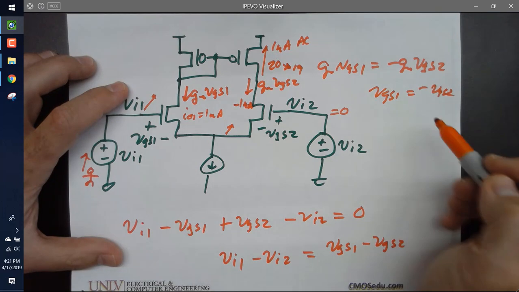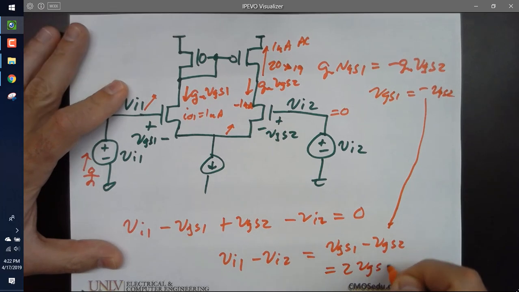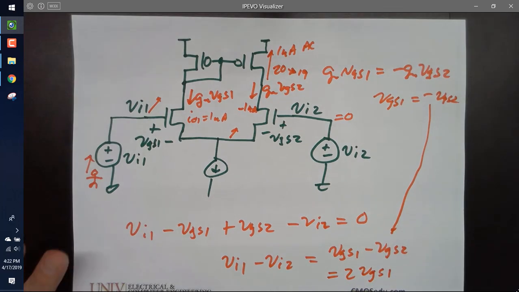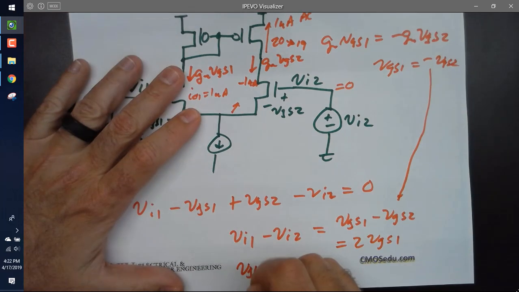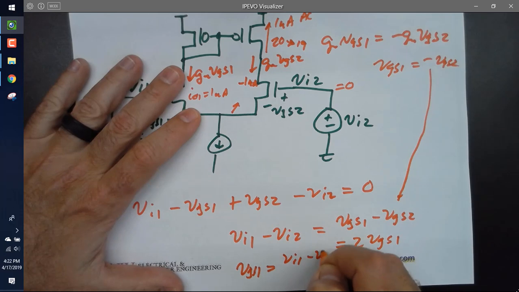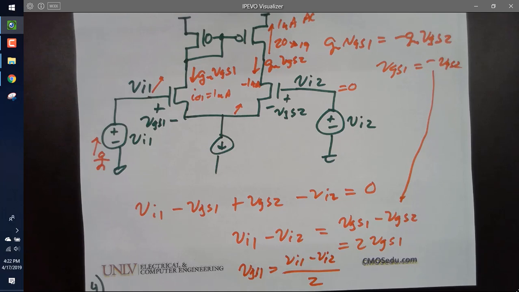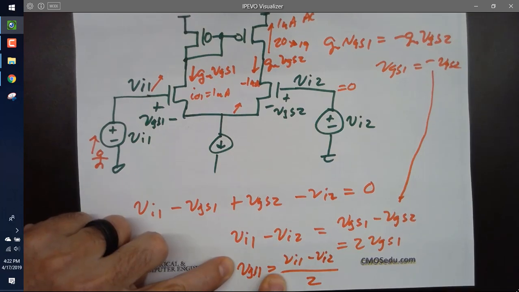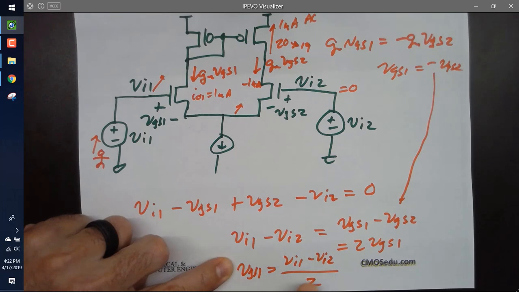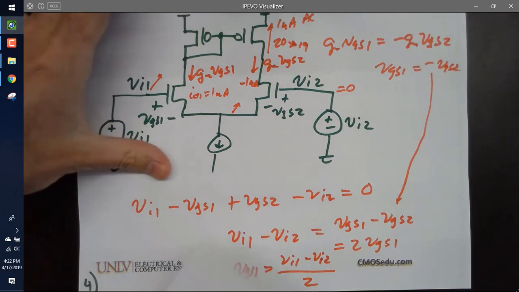So I'm going to come down here, I'm going to plug that in, and I'm going to write 2 VGS1. Who agrees with that? Or VGS1 equals (Vin1 minus Vin2) over 2. So now I'm going to use this result, and VGS2 would be minus (Vin1 minus Vin2) over 2, or (Vin2 minus Vin1) over 2. So now I'm going slow. I'm going to do this on the next page where I don't have all the clutter.